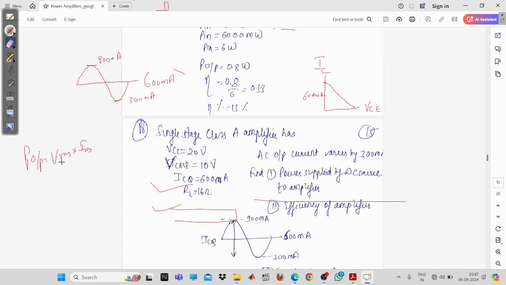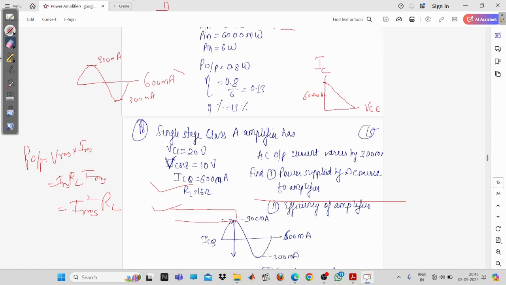I think the voltage is not given to us. Only this waveform is obtained from the statements. Now, because RL is given to us, Vrms can be written as Irms into RL, so P out will be Irms whole square into RL. So you have to calculate the RMS value. Now, how will you calculate the RMS value?